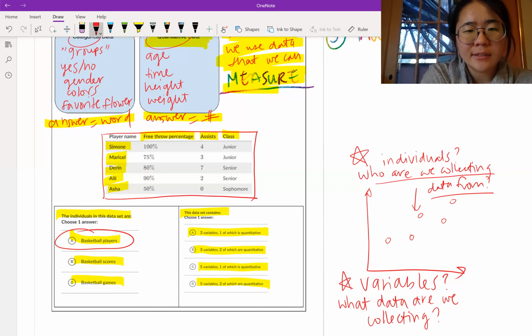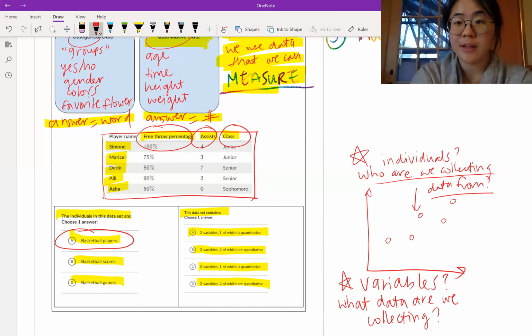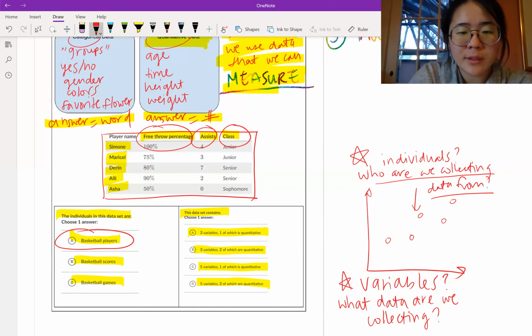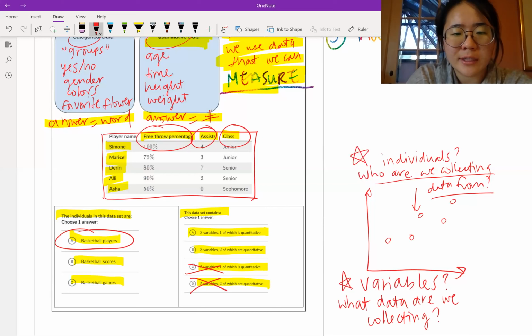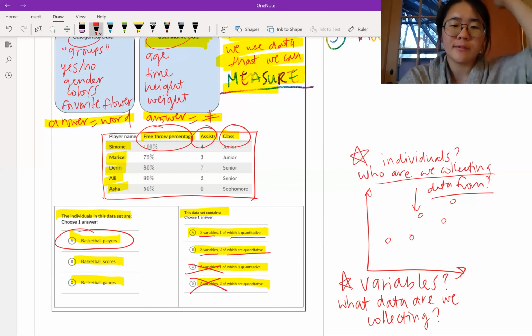So in this case, we're collecting data on free throw percentage, assists, and the type of class, like what grade these students are in. So how many variables is that? That's 1, 2, and 3. So we know that it can't be C or D. It's either A or B because that's 3 variables. Now we have to ask ourselves, is one of them quantitative or 2 of them quantitative?